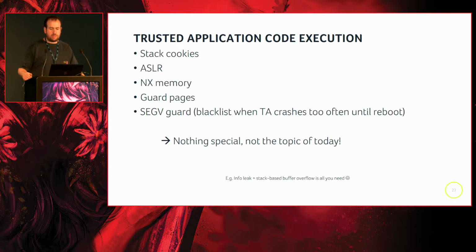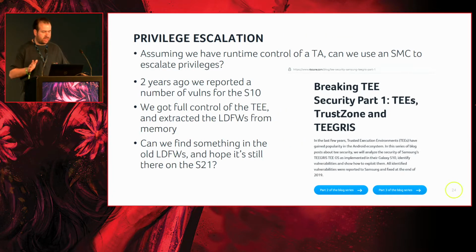So we started thinking, let's assume we exploited a TA. We have runtime control of a TA. What can we do with this SMC interface exposed by the kernel? And getting runtime control of a TA is not something we will be talking about today. TAs are just applications. They have a usual set of mitigations, and I mean, vulnerabilities happen, they can be exploited. So if we have such a vulnerability, what can we do with it?